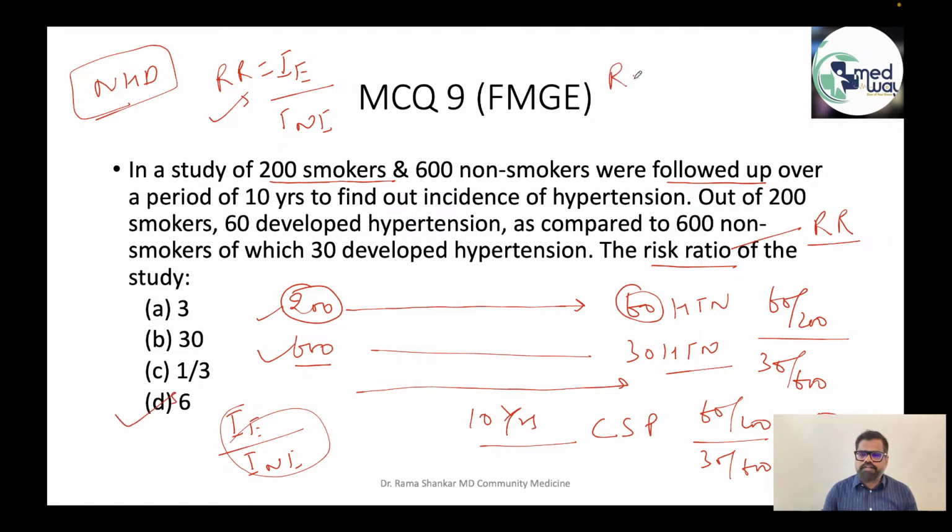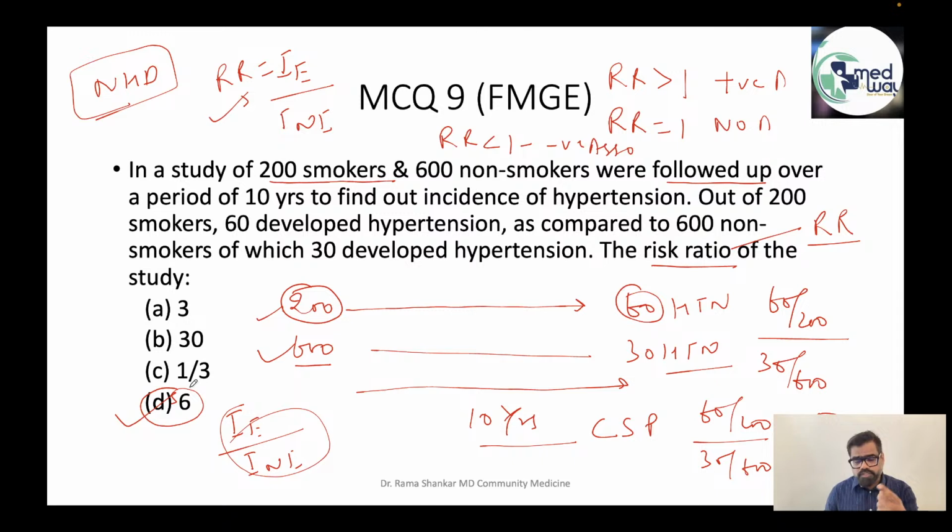If relative risk is greater than 1, positive association. If relative risk is equal to 1, no association. If relative risk is less than 1, negative association. Please remember. Here the answer is 6, which means the probability of developing hypertension is 6 times more in those who are smoking in comparison to those who are non-smokers. So the answer is 6. Okay.